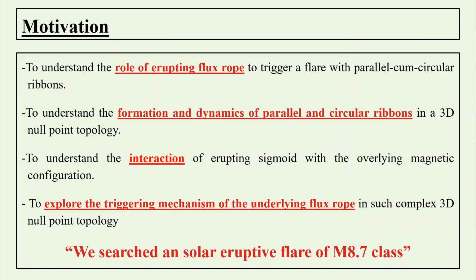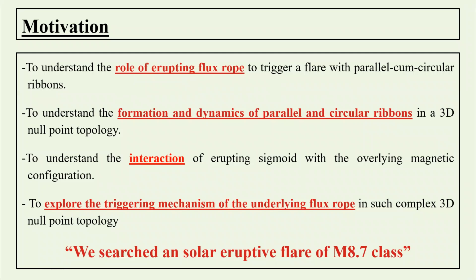Now, after that, our motivation for the next study was to understand the role of the erupting flux rope, because the flux rope, which is lying inside the fan-dome structure, is very important in that case. So our aim is to understand the role of these kinds of magnetic flux rope in triggering flares with parallel and circular ribbons.